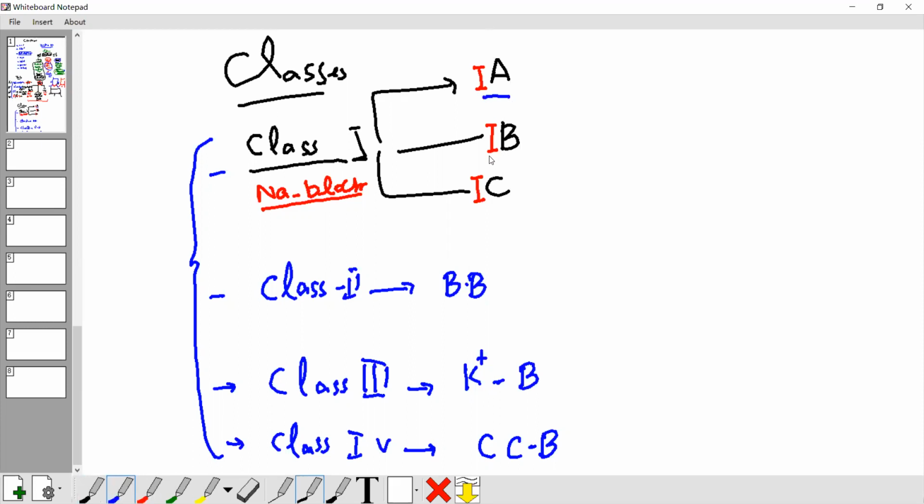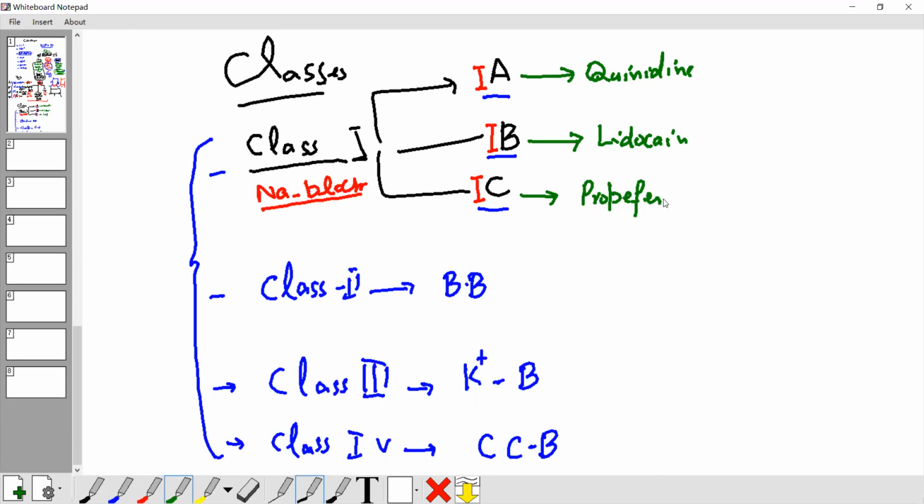So class 1 has three further types, 1A, 1B, 1C. Now first I write the names of them. In 1A we have quinidine. This is a very, very important class, class 1, okay? Learn more detail about class 1, the remaining are very easy. And class 1B, lidocaine. Class 1C, propafenone.